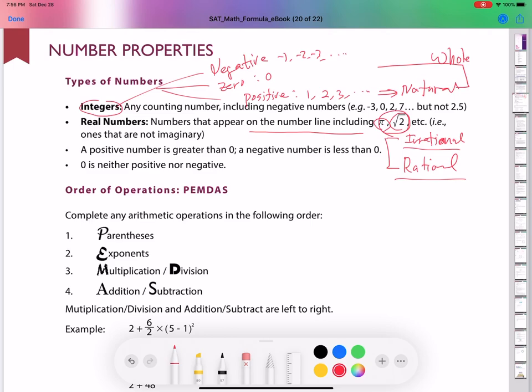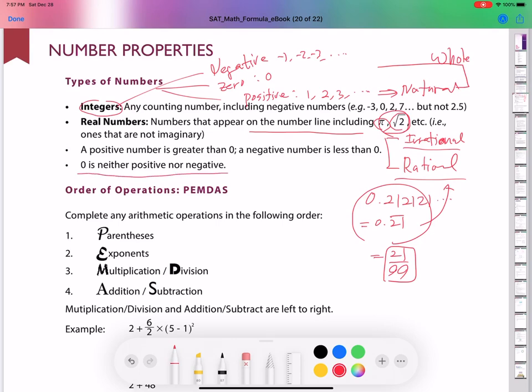Okay, so one thing, be careful. 0.212121, these two numbers keep repeating forever. Okay, repeating decimal numbers. This is a rational number. You can change that to a fraction like 21/99. Okay, so this kind of numbers are rational numbers. And then positive number is greater than 0, and negative number is always less than 0. 0 is neither positive nor negative.